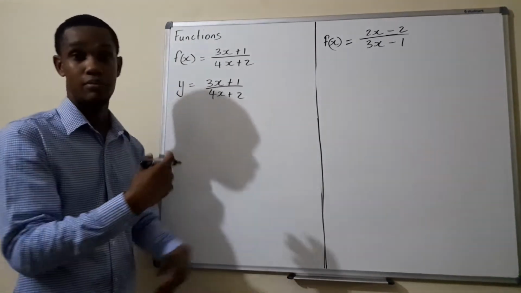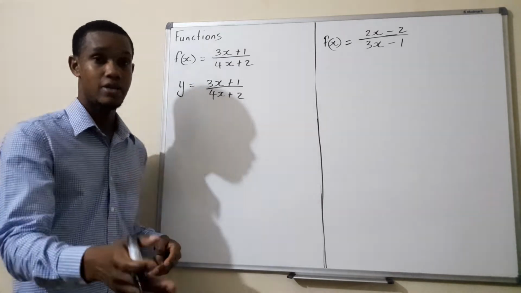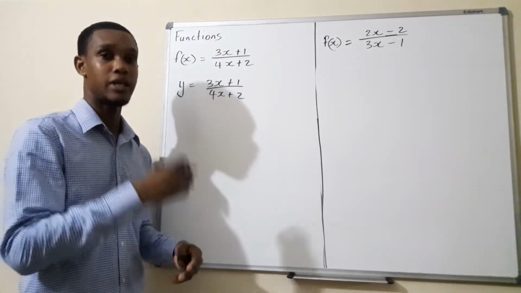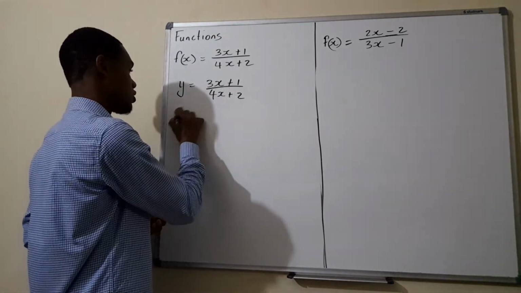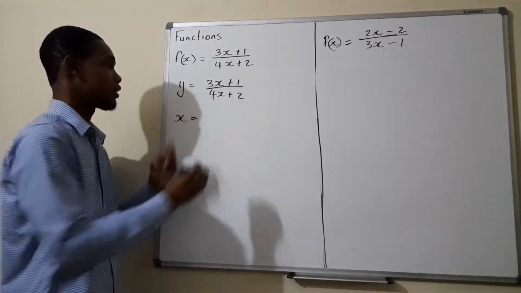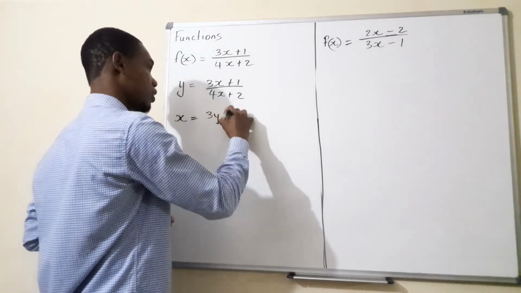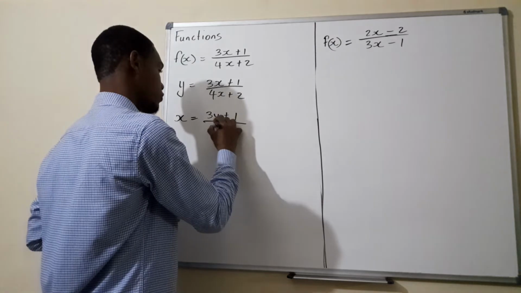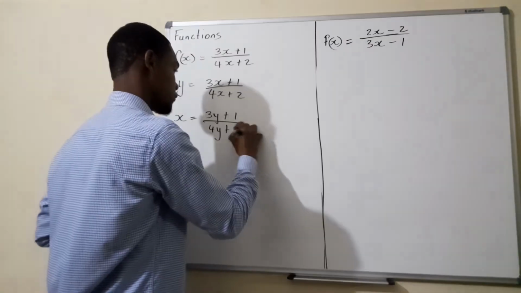Now, the next step after you replace your f of x with the letter y is to just switch them. So everywhere you see x, you'll put y there. Where you see y, you'll put x. So you'll basically interchange. So this will be equal to x, now 3y plus 1 over 4y plus 2.